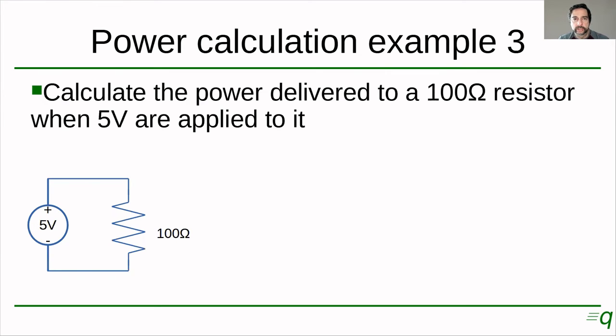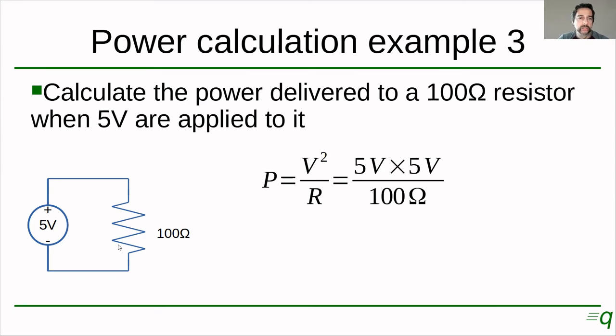So let's see an example of how we do this. Let's calculate the power delivered to a 100 ohm resistor when 5 volts are applied to it. So we have the circuit here, 5 volts, a 100 ohm resistor. Let's calculate the power. Because we know what the voltage is, we use this equation, V squared over R. So that would be 5 times 5 divided by 100 ohms. And when we do this calculation, we end up with 0.25 watts, or 250 milliwatts, or 1/4 of a watt.